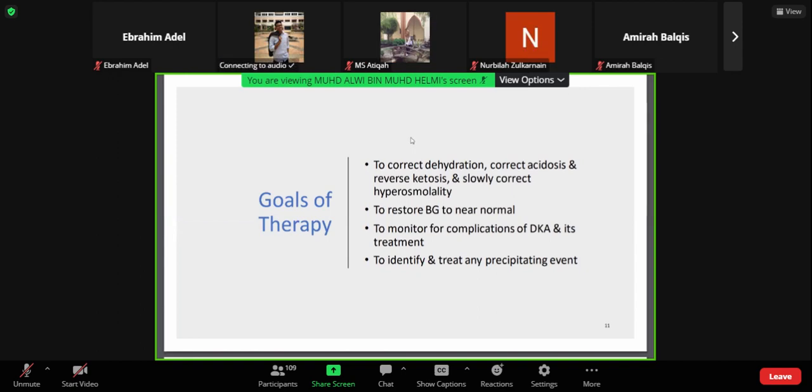Anyway, the next one is to restore blood glucose to near normal. And number 3 is to monitor for complications of DKA and its treatment. And finally, to identify and treat any precipitating event. So remember, most of the time, DKA is precipitated by an event. Even though you may not be able to identify the event, usually it's precipitated by an event. Event can be any stress. It can be physical stress, emotional stress, or it can be infection.